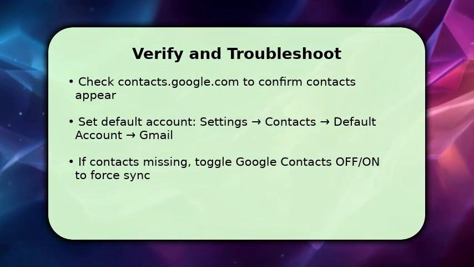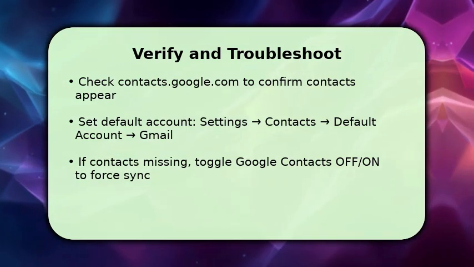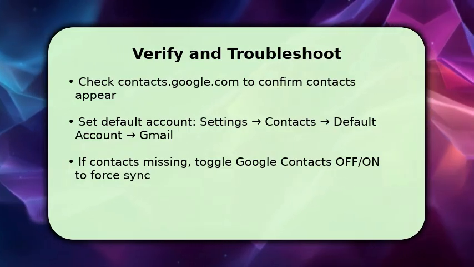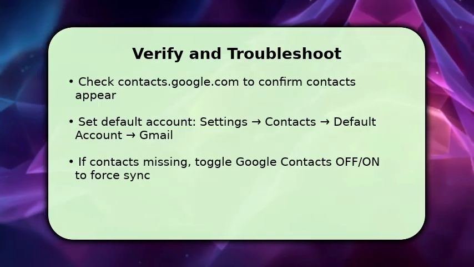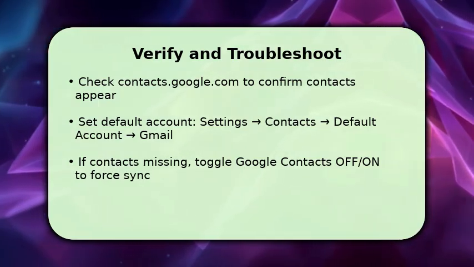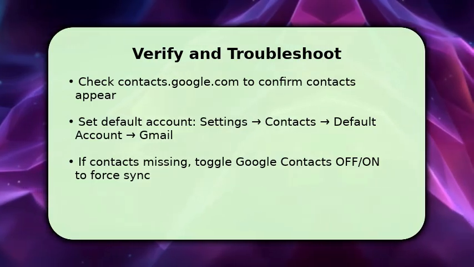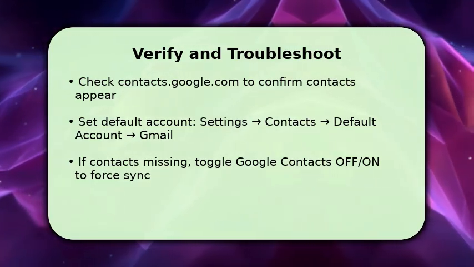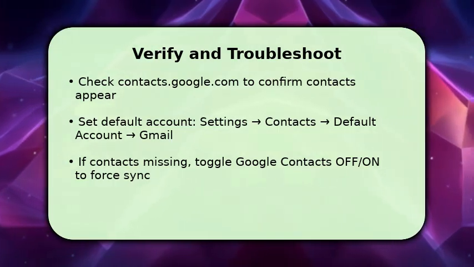Make sure new contacts save to Gmail by setting Settings, right arrow Contacts, right arrow Default Account to your Google account. If some contacts don't appear, toggle the Google Contacts, switch off then on, in Settings, right arrow Contacts, right arrow Accounts to force a resync, or sign out and back into the Google account. This resolves most merge or missing contact issues. If duplicates appear, use Google.